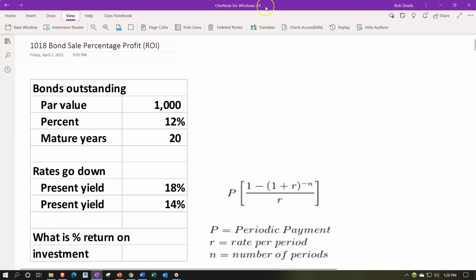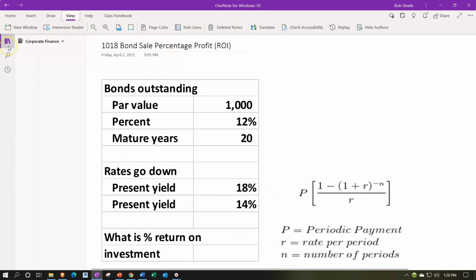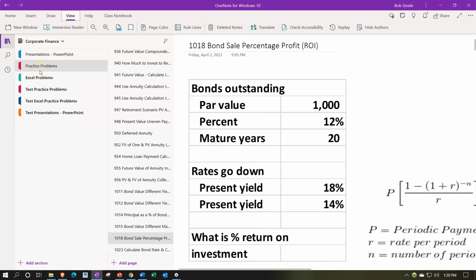Here we are in OneNote. If you have access to OneNote and would like to follow along, you're not required to, but if you would like to, we're going to be in the icon on the left-hand side. We're in the practice problems down here in the 1018 bond sale percent profit ROI tab.